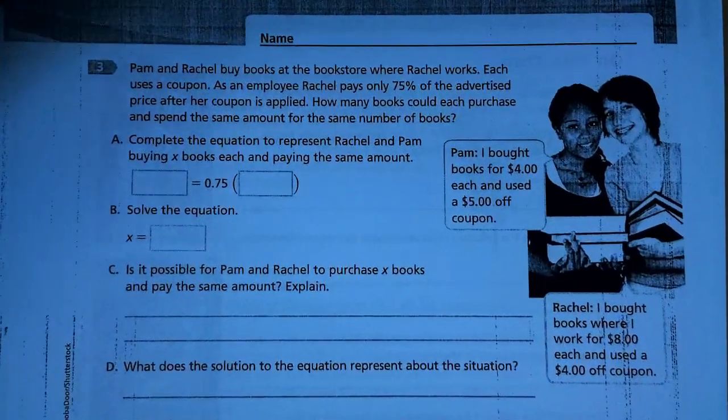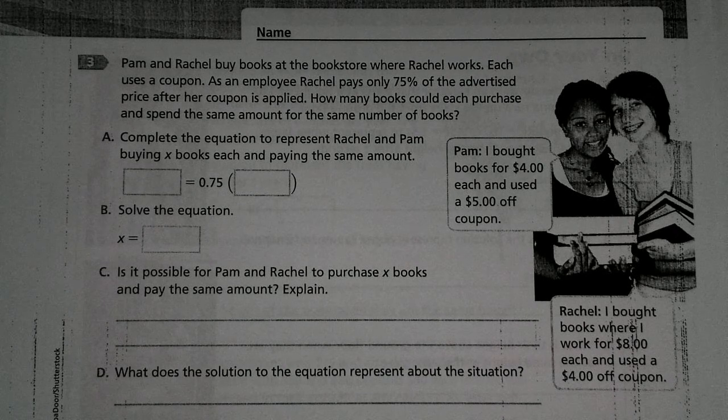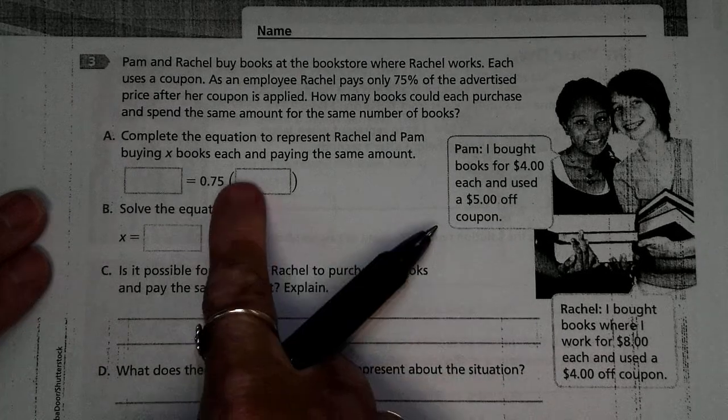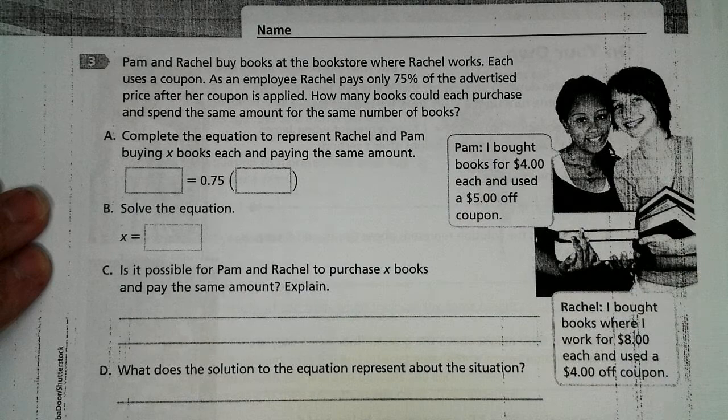So it says Pam and Rochelle buy books at the bookstore where Rochelle works. Each uses a coupon. As an employee, Rochelle pays only 75% of the advertised price after her coupon is applied. How many books can each purchase and spend the same amount for the same number of books? All right, so complete the equation. Rochelle and Pam are buying x books and each paying the same amount.